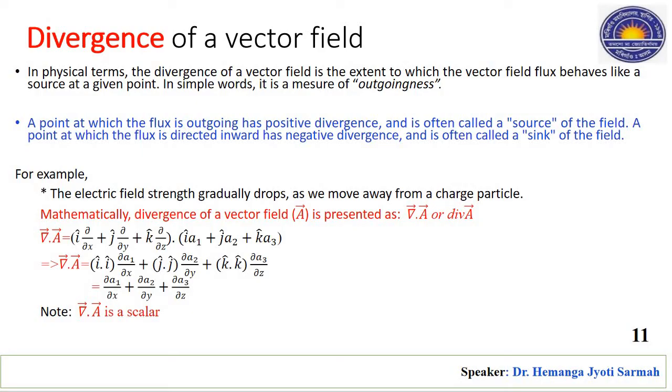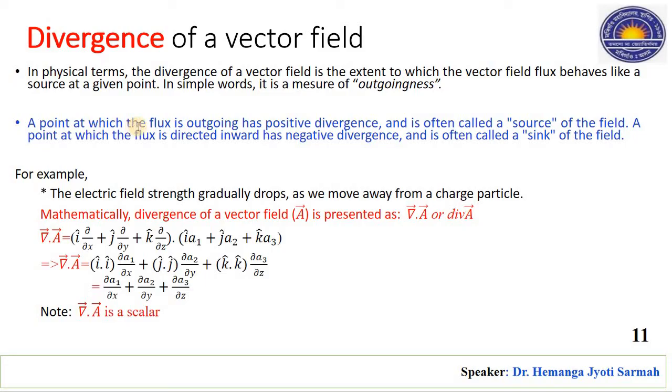Let's start the divergence of a vector field. Earlier we have discussed the gradient of a scalar field. In physical terms, the divergence of a vector field is the extent to which the vector field flux behaves like a source at a given point. In simple words, it is a measure of outgoingness.